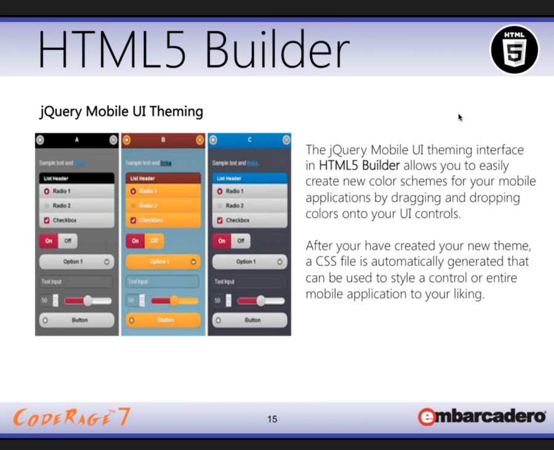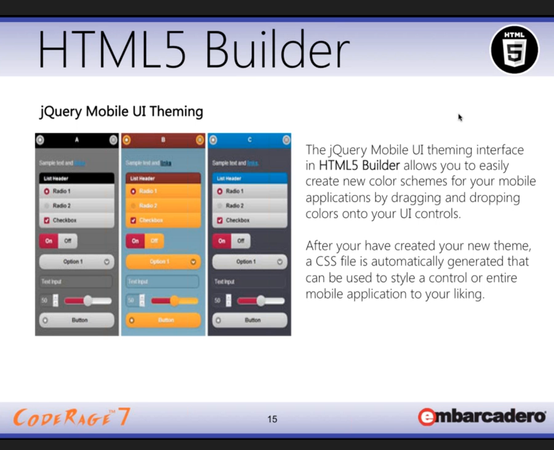And you can apply them really easily by dropping a mobile theme component onto your form, assigning the theme that you want to use to that mobile theme component, and then associating each of the controls or your form with that mobile theme component. Now, in addition, it's an easy process to create your own mobile UI themes by using the built-in drag-and-drop theme designer.